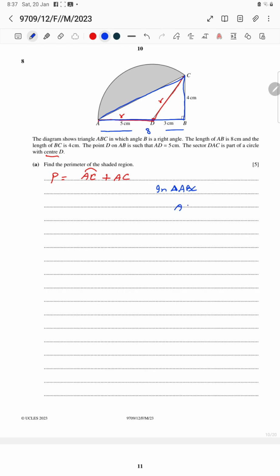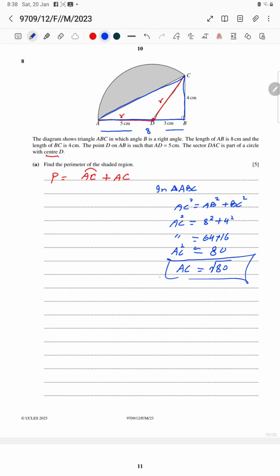That is AC square should equal AB square plus BC square. AC we are looking for. So AB is 8 square plus 4 square becomes 64 plus 16, which is 80, AC square. So AC length is root 80. Because this is length, and lengths and areas are absolute values, we will write only the positive root. We will not put the negative as well.